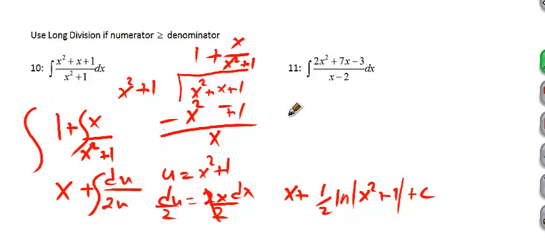And also, if you need to brush up on long division, just YouTube A2Grow long division, and there will be a video there for you teaching how to do long division.